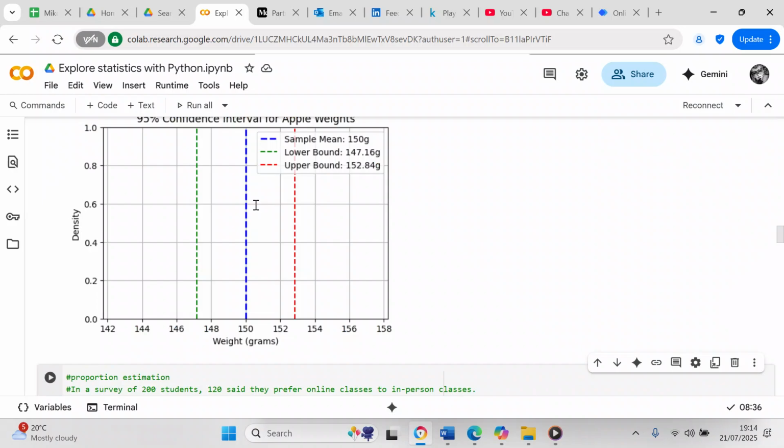So we didn't get a histogram in it this time because we didn't make a histogram, but the sample mean is 150 grams. Lower bound is 147.16 grams, and upper bound is 152.84. So that's the confidence interval for a mean of 150 grams.